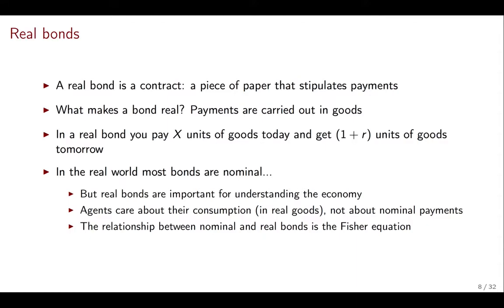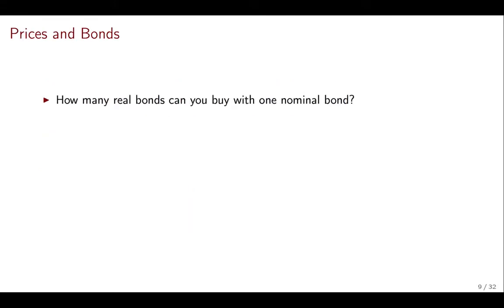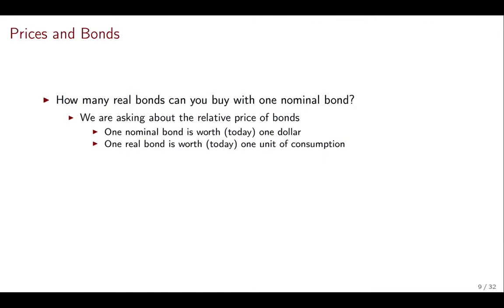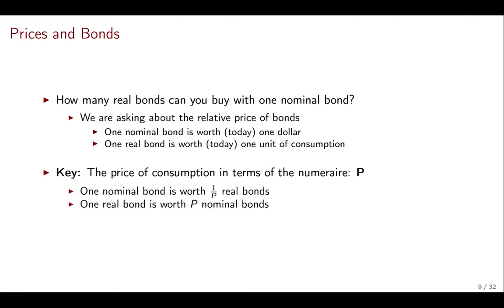Now, there is, of course, a relationship between the real interest rate and the nominal interest rate. And that relationship goes through thinking about how to price real bonds and nominal bonds together. So a question that can help us start thinking about that is how many real bonds can you buy with one nominal bond? Well, if you think about it, we're asking about the relative price of bonds. We know that one nominal bond is worth $1 today. One real bond is worth 1 unit of consumption. That's kind of by definition.